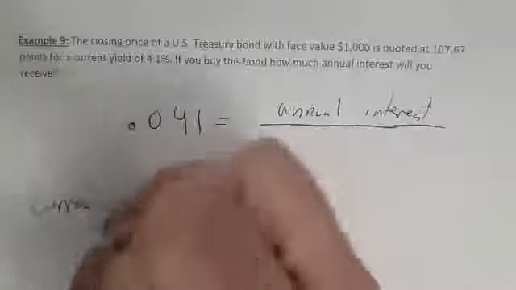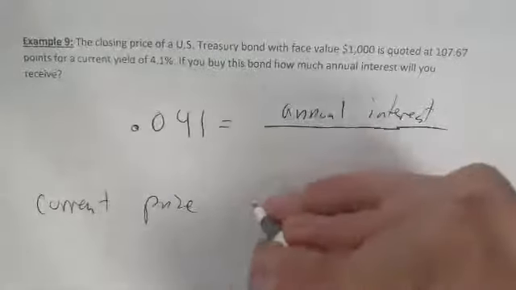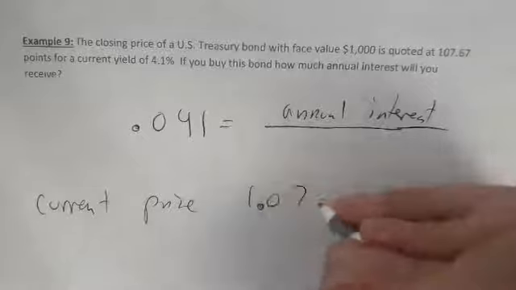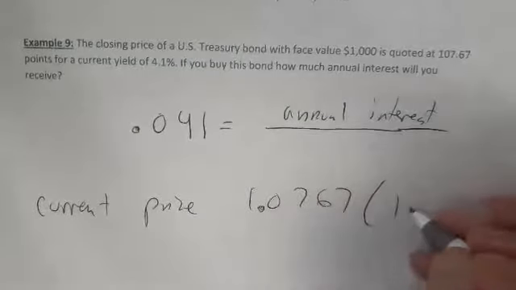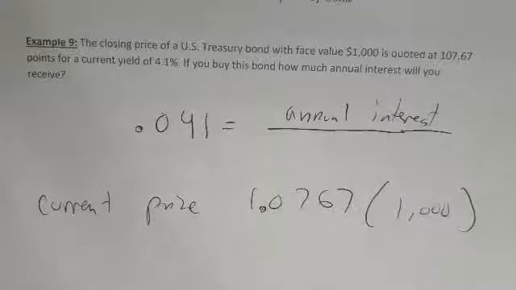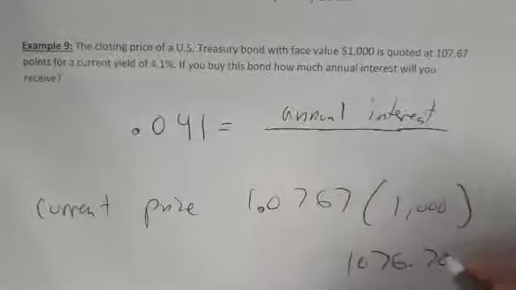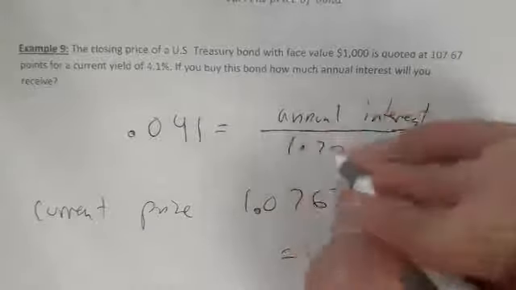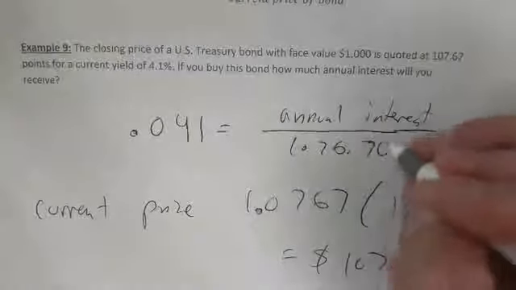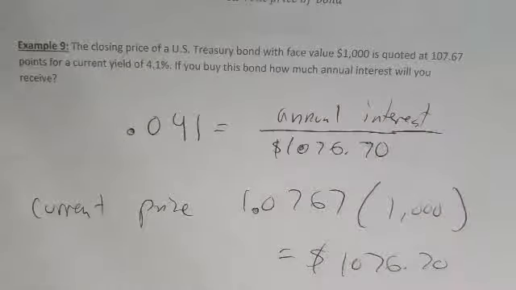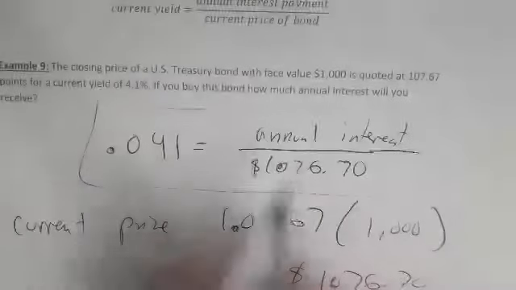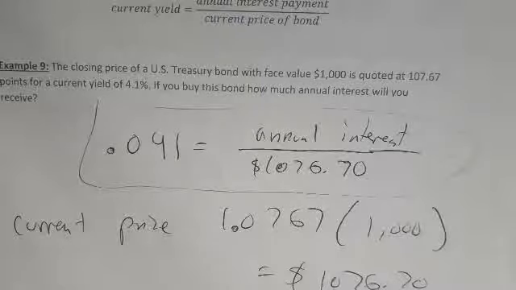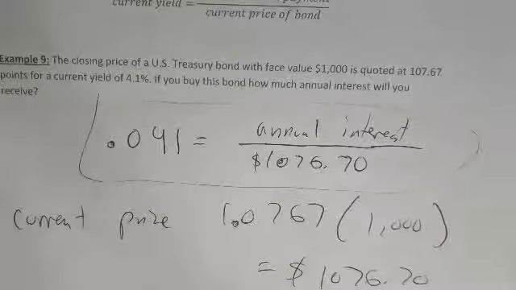It is 1.0767 of 1,000, or 107.67% of 1,000, which gives me 1076.70. So if you set it up like this, the current yield is equal to the annual interest payment over the current price of the bond. You still have to solve for annual interest.